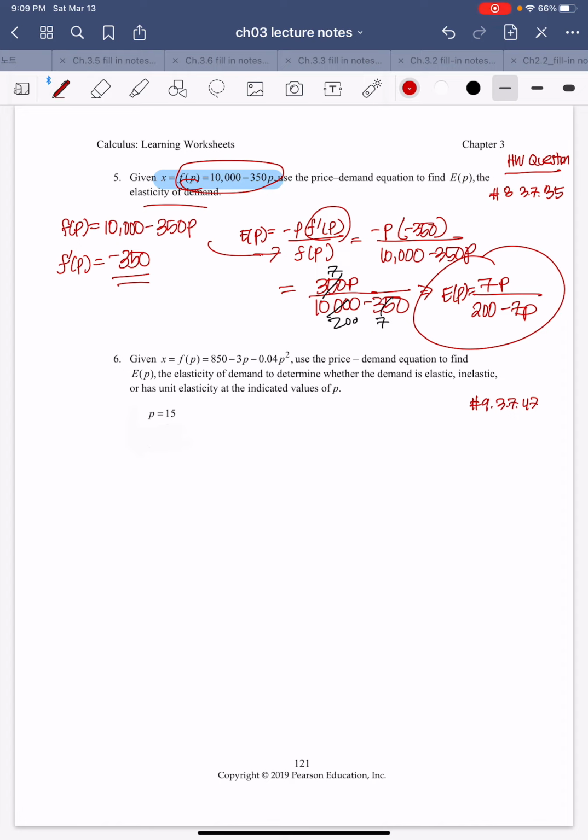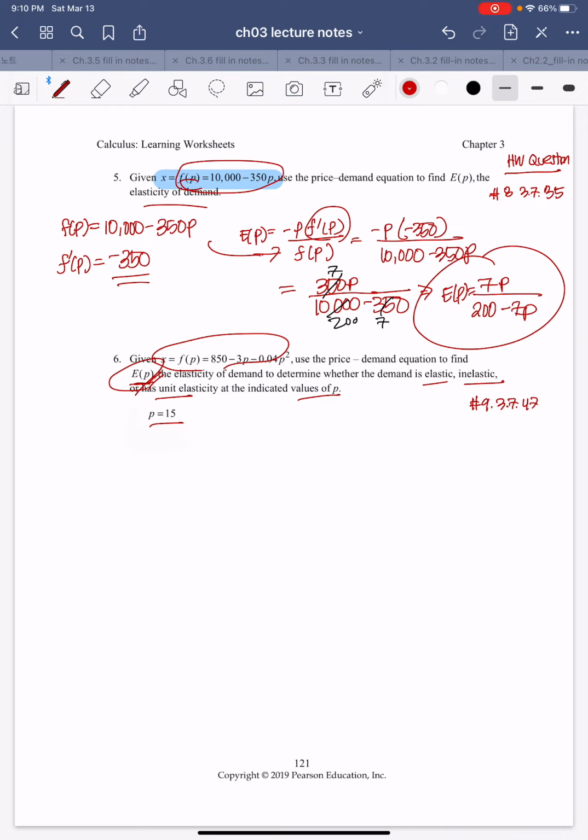Number 6, very similar. We are given again our f of p. Use the price demand equation to find E sub p, the elasticity of demand. That's what we did all the way up to here. So the first part is exactly the same thing as number 5. You want to find the E sub p. Then we are given the value p, 15, and we are going to determine if our value of p is elastic, inelastic, or unit elasticity.